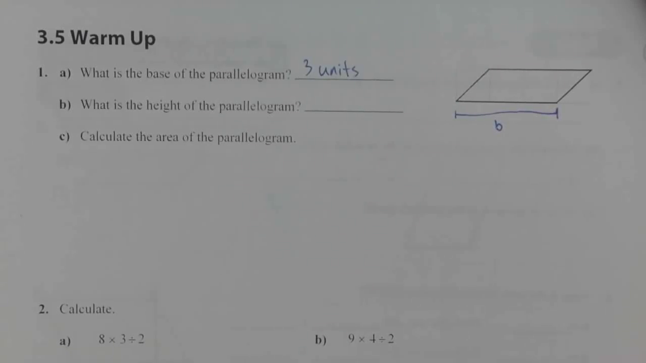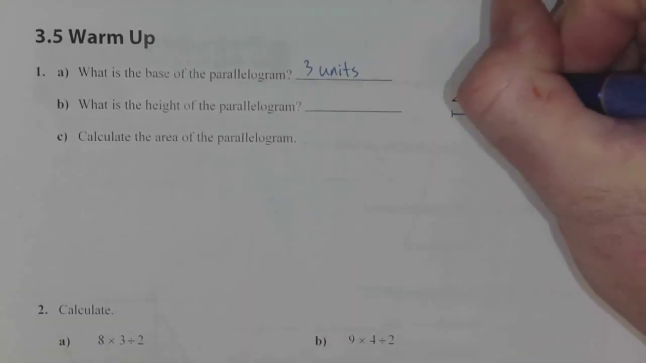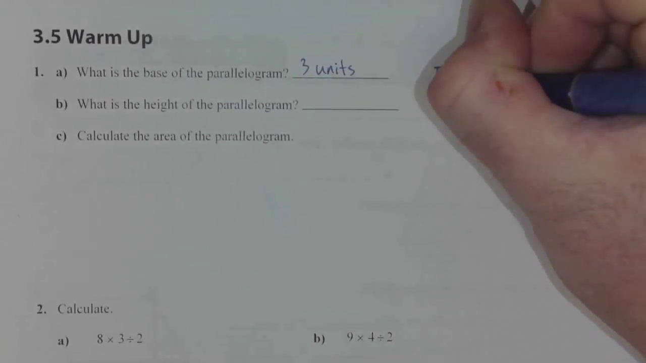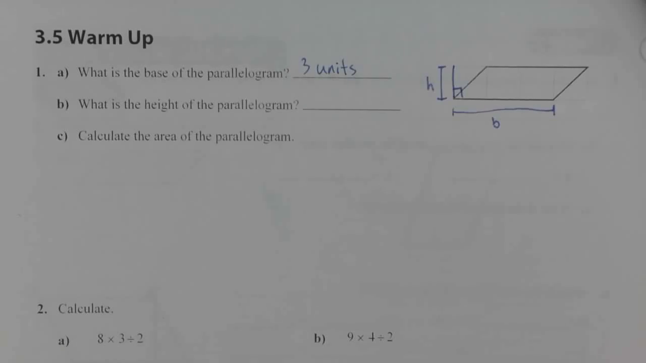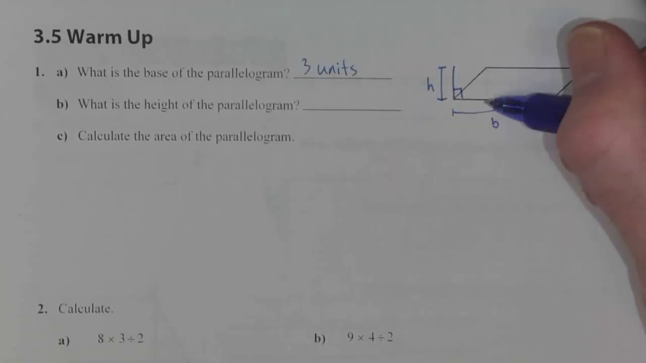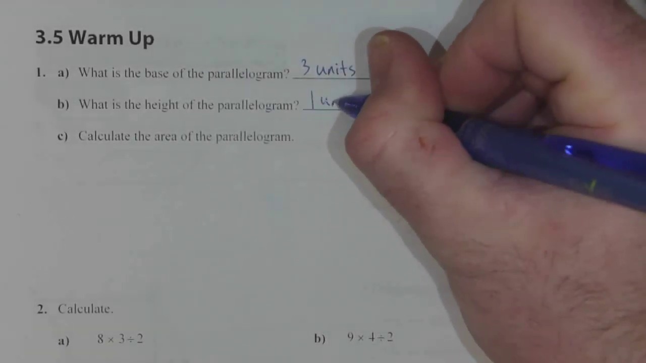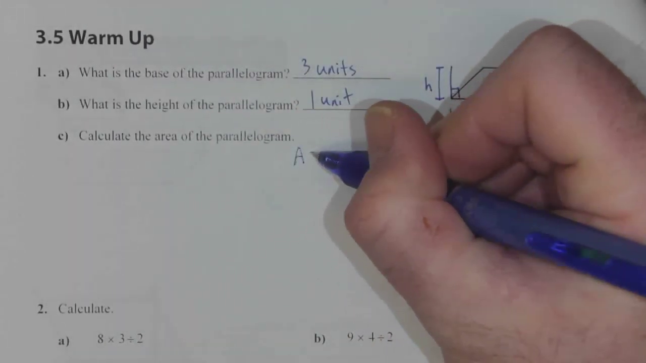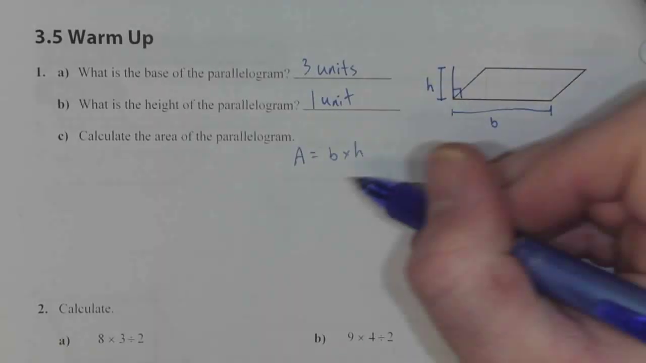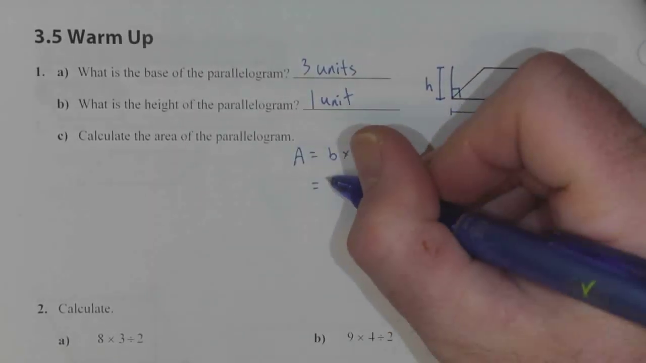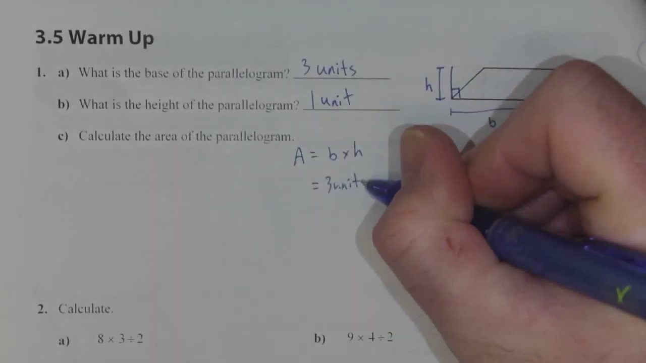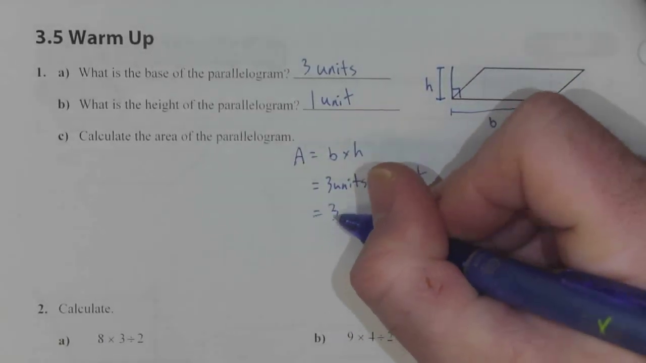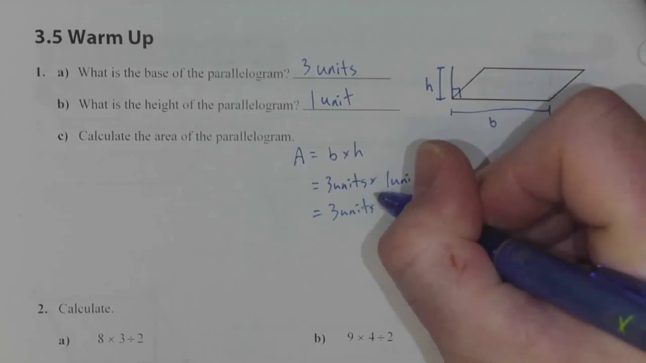The height is perpendicular to the base, which means that this is my height. And it's 1 unit. Calculate the area of the parallelogram. Area is equal to base times height. So in this case, that's 3 units times 1 unit, which makes it 3 units squared.